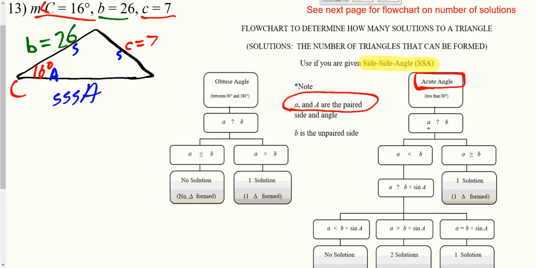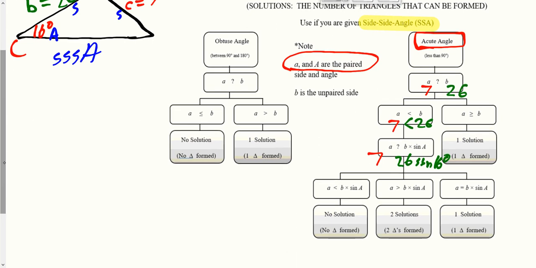So for our problem, 7 is our opposite one, and the 26 is our adjacent one. Now, you'll notice your 7 is less than your 26, so we're going down this path over here. Then we have to figure out the 7, and then 26 sine of our angle that we're given, and see how that compares.